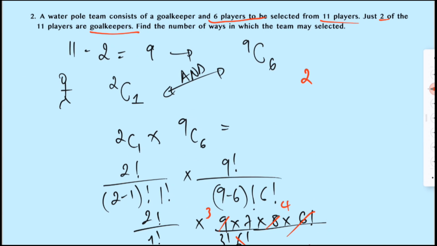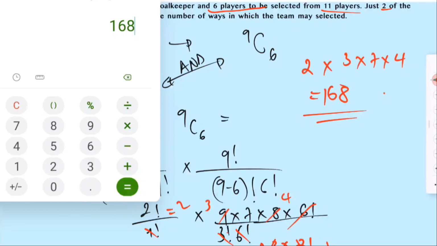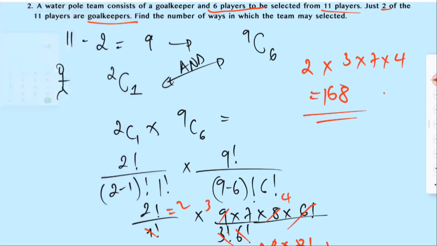So then I should have 2, or 2 factorial is the same as 2, times 3 times 7 times 4. I just grab my calculator here. 2 times 3 times 7 times 4, which is 168. So there's 168 ways you can select players for the team. Okay, there we go.